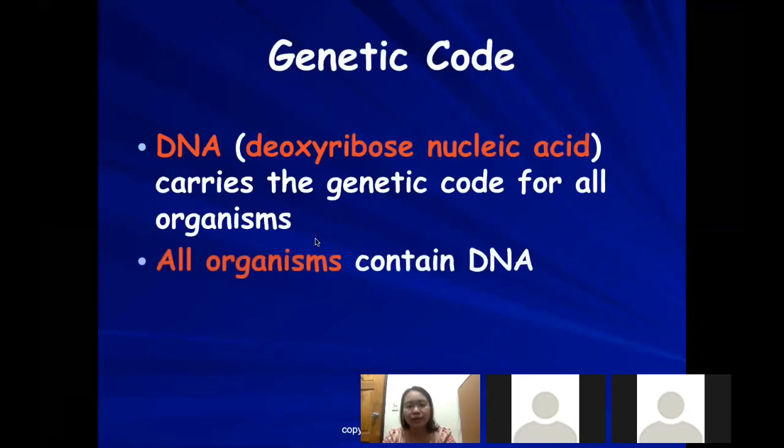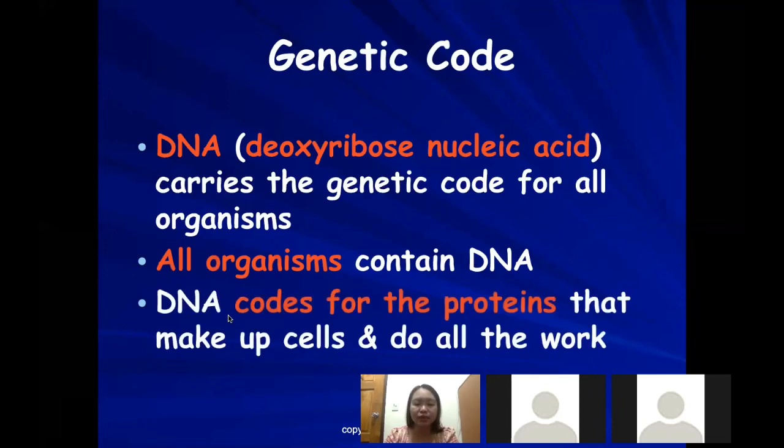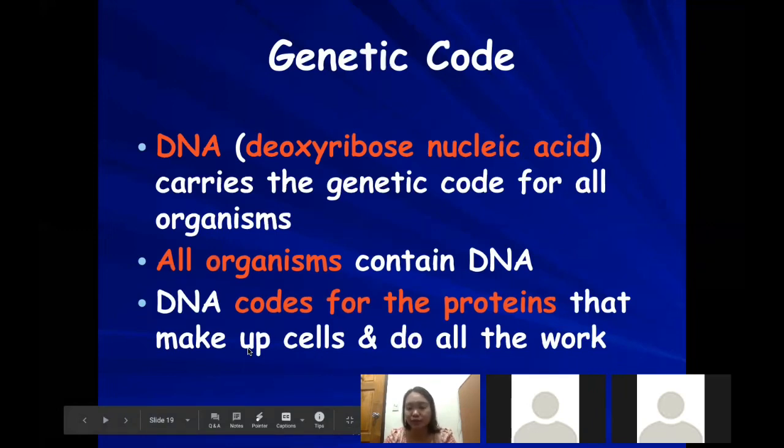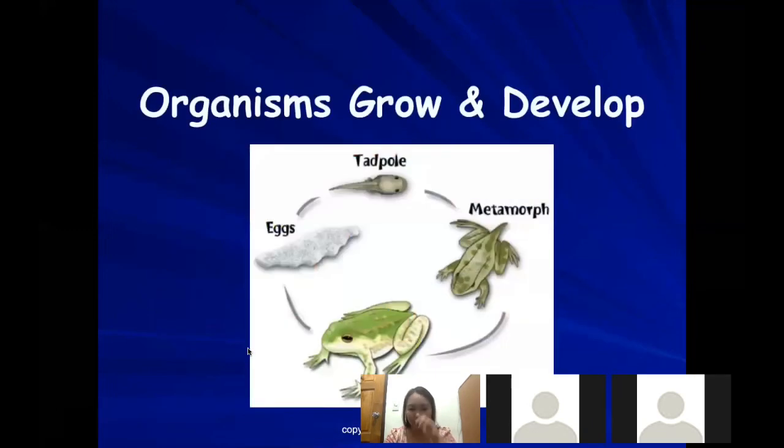So we call it DNA, again, deoxyribonucleic acid, which carries the genetic code. That's why we look like this, we act like this, and so on. All organisms have DNA, of course. And these are made up of proteins that make up cells and do everything for the physical makeup.